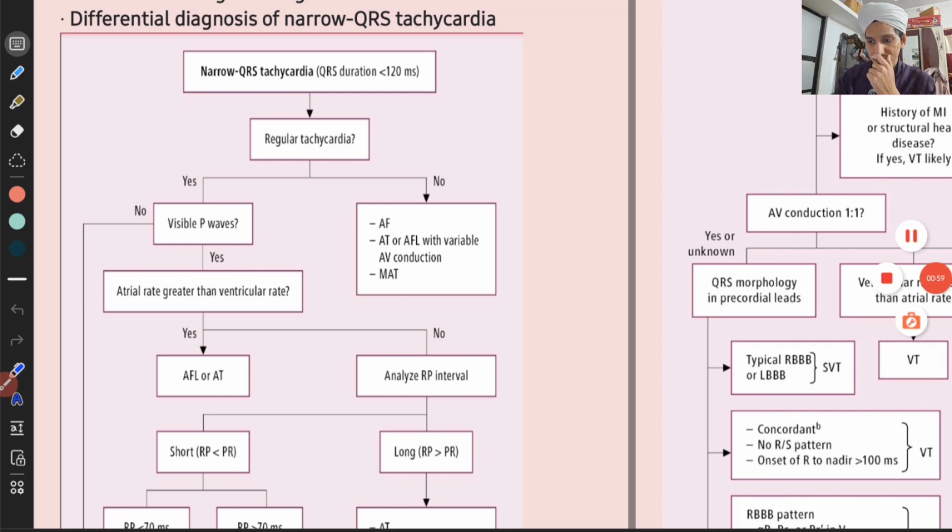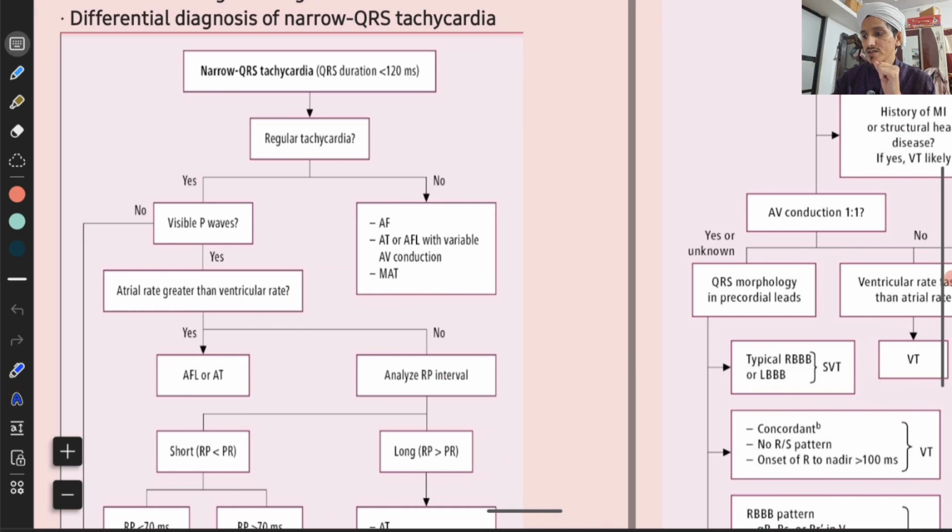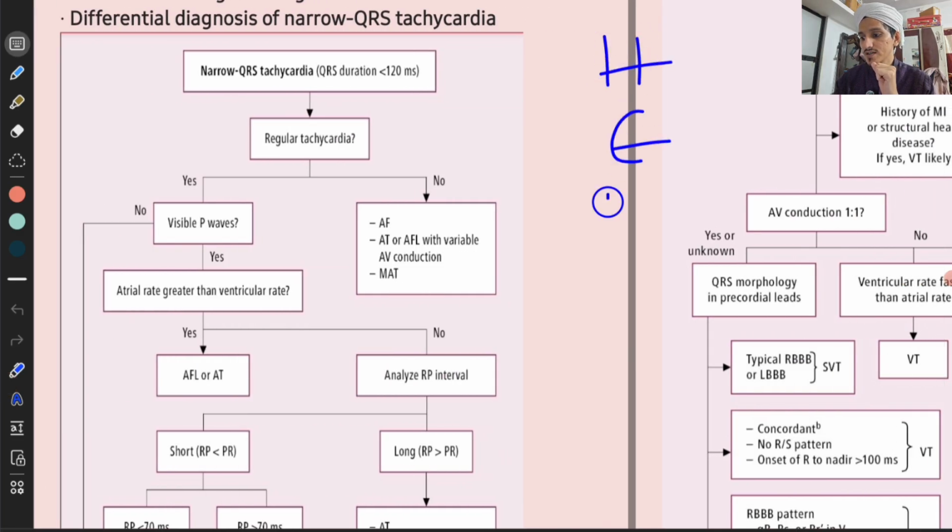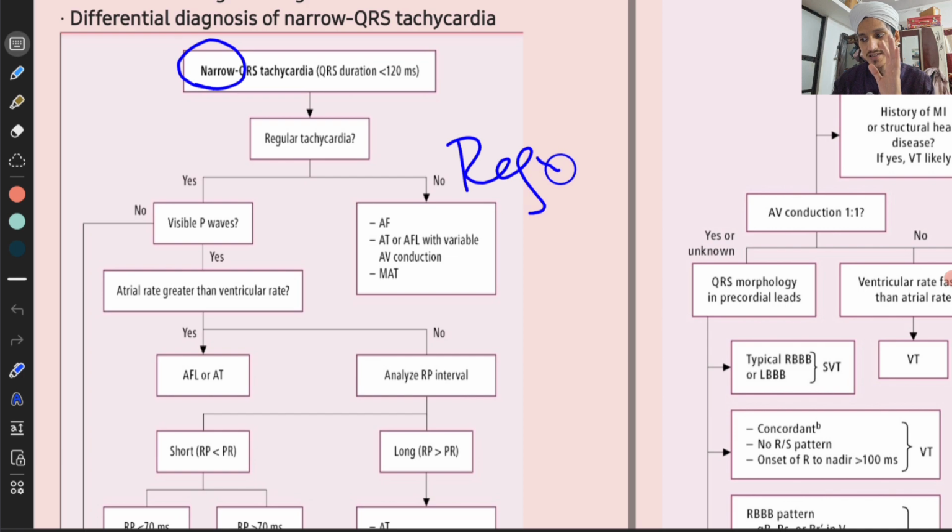So first you see, whenever there is a narrow complex, QRS less than 3 small squares, you remember the mnemonic HEARTS in the previous video. But when you are seeing any tachycardia or bradycardia, see whether it is narrow complex. If it is narrow complex, see whether it is regular. If it is irregular, then there are only 3 possibilities. Narrow complex tachycardia with irregular rhythm, only 3 possibilities.